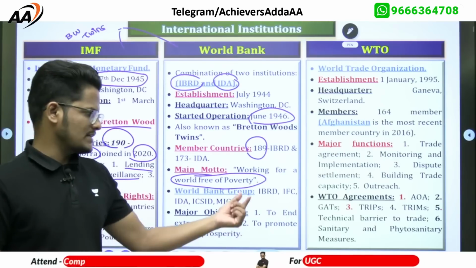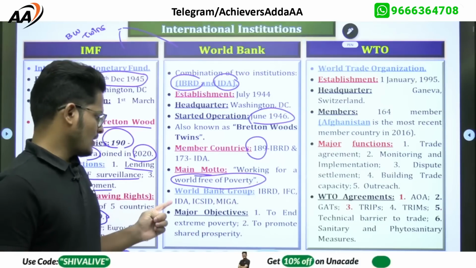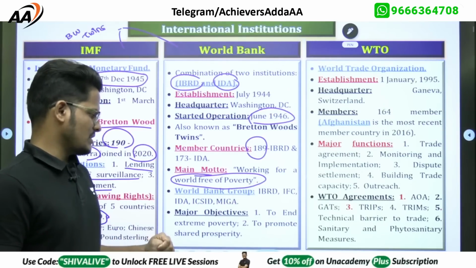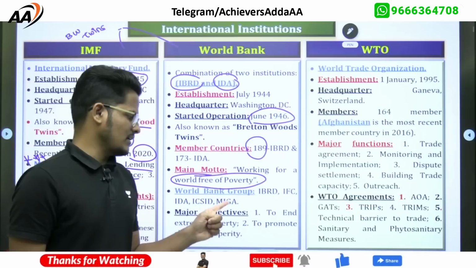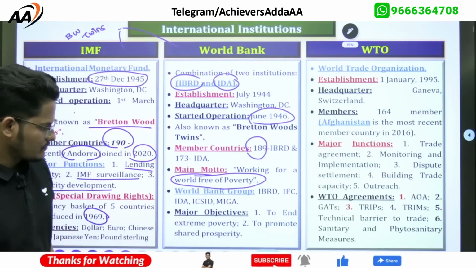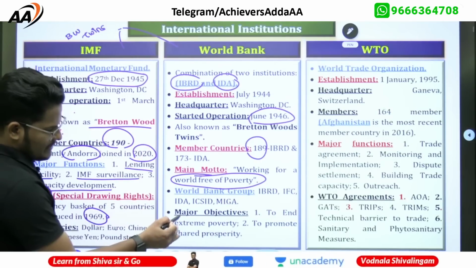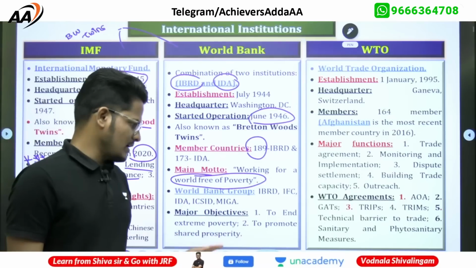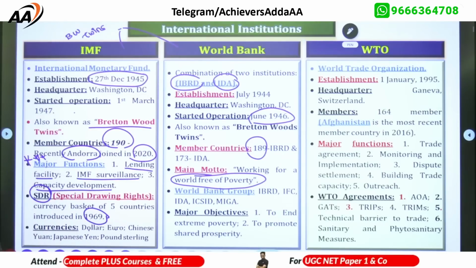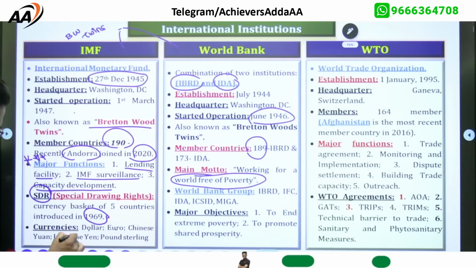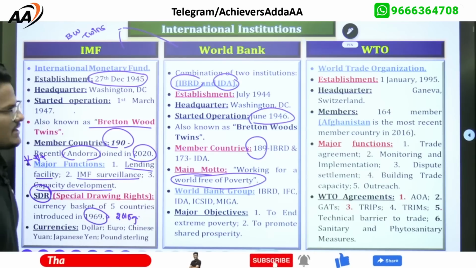And the World Bank group consists of the International Bank for Reconstruction and Development and International Finance Corporation. After that, International Development Association, International Centre for Settlement of Investment Disputes (ICSID) and Multilateral Investment Guarantee Agency. These are the 5 associations in the World Bank. The next major objective is to end extreme poverty and promote shared prosperity. In 2015, the Chinese yuan was recently added.